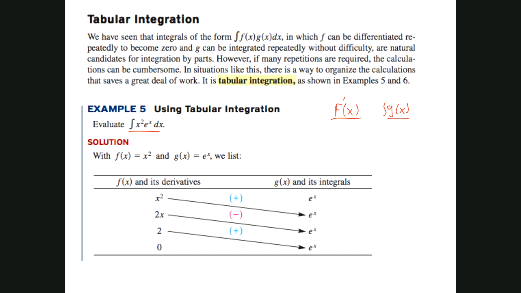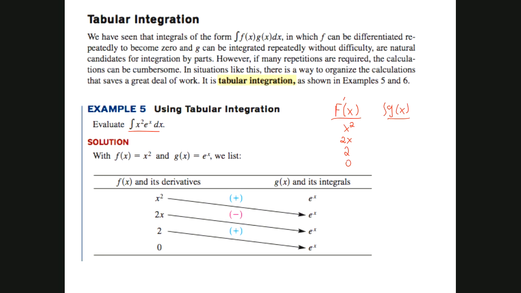Well, x squared, yeah. So if I used x squared, I take the derivative of x squared, that's 2x. If I take the derivative of 2x, I get 2. If I take the derivative of 2, I get 0. That tells me to stop. So that means I have four terms here, so I have to have four integrals or four terms here.